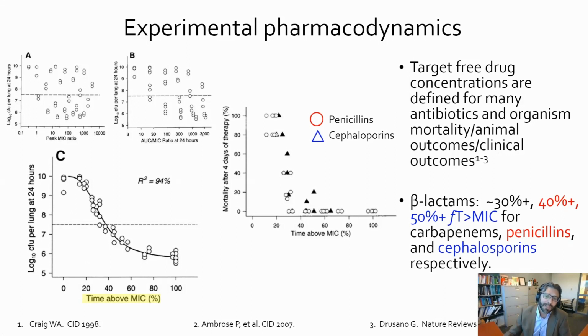And you can see that because the y-axis is the mortality after 4 days of therapy for mice here, and you can see that you get this very nice precipitous drop, and that number ends up being somewhere between about 40 to 50% here in that experimental model. And we'll talk more about what has happened in the more recent experiments.